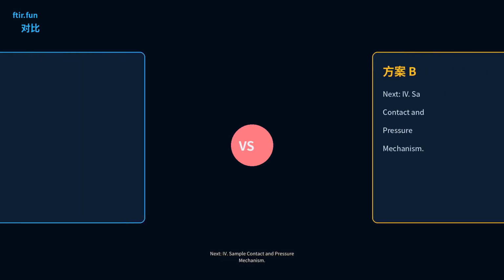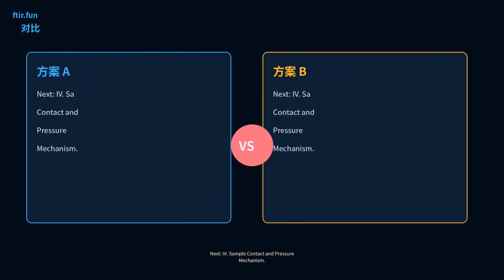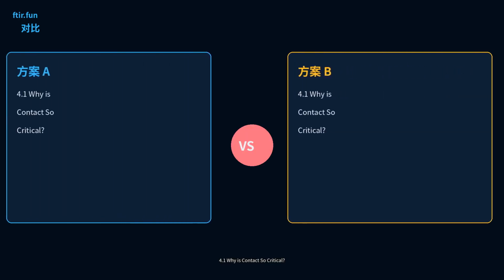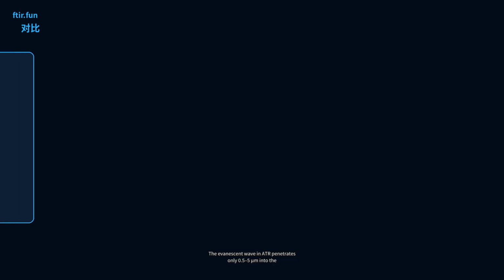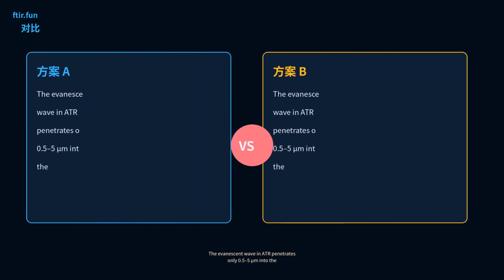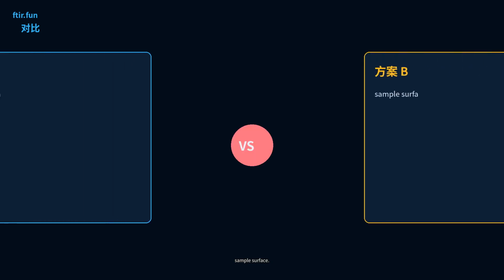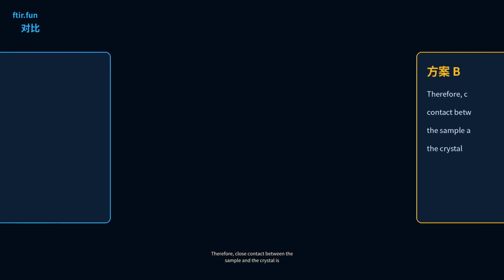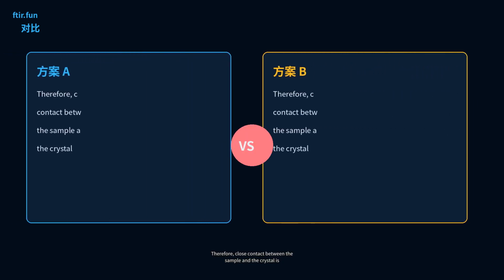Next, sample contact and pressure mechanism. 4.1 Why is contact so critical? The evanescent wave in ATR penetrates only 0.5 to 5 micrometers into the sample's surface. Therefore, close contact between the sample and the crystal is key to successful ATR.